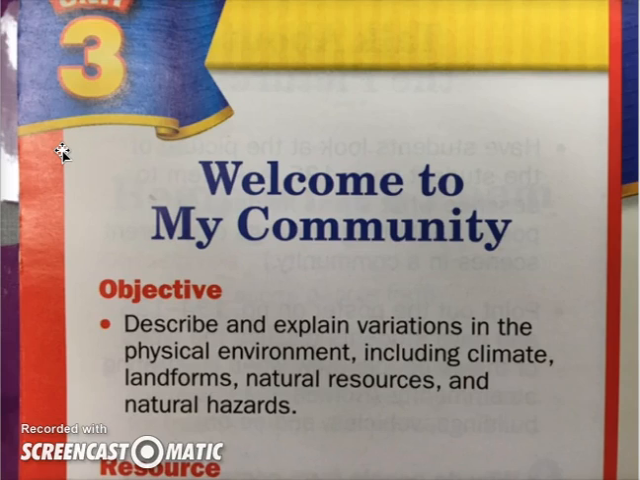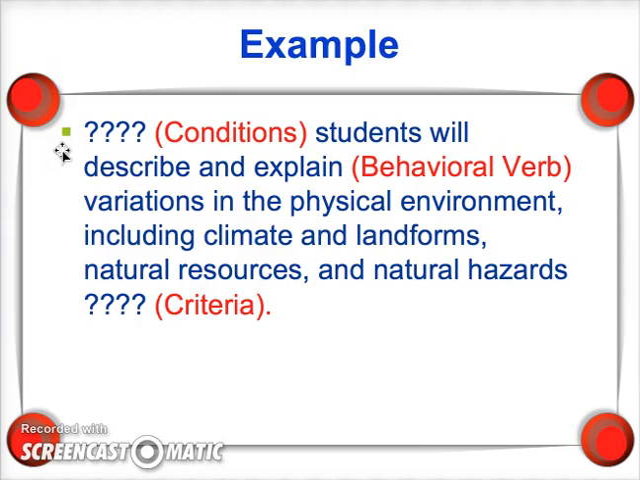So I'm going to pause to have you think about that a little bit, and I hope what you're thinking, and how you would respond if I had you face to face, would be that this example is actually the only part that it really satisfies, to be honest, is the behavioral verb. It's telling us what the students will do. Describe and explain the variations in physical environment, including climate and landforms, natural resources, and natural hazards. There are really no conditions.